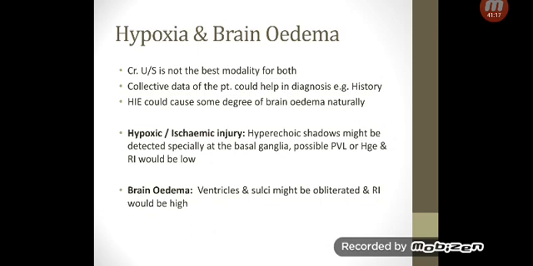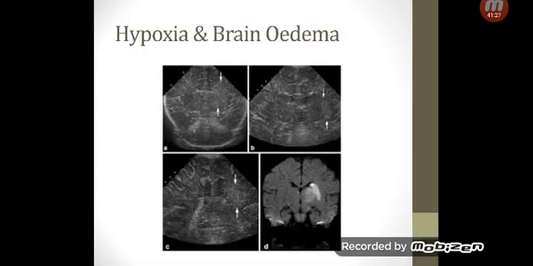Brain edema, another finding that can help you diagnose brain edema, other than the resistive index being high, is finding that the ventricles and the sulci are obliterated. So if you look at this picture, you can't really appreciate the ventricles, right? They're really squashed. You can't even see them. Okay, so this is brain edema.